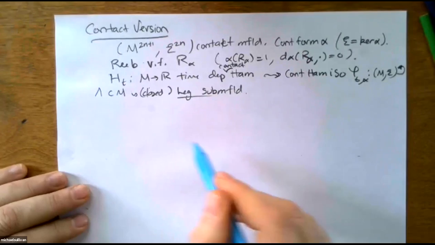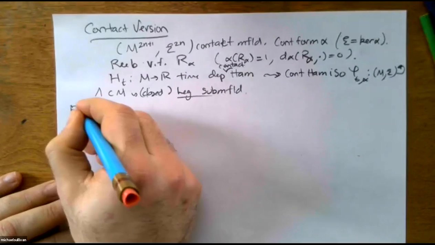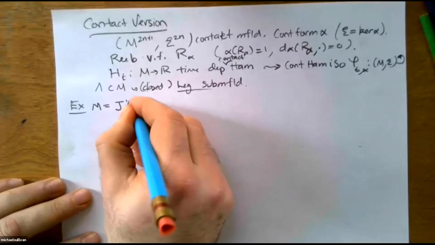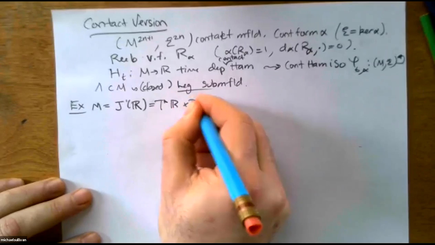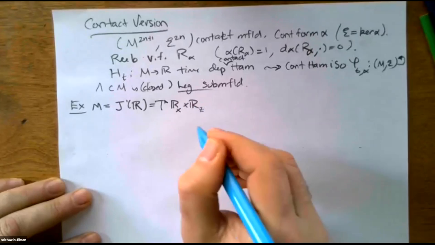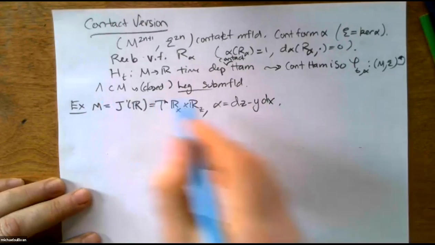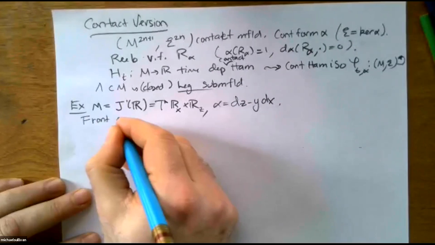Okay, so an example, I'll just draw one because it'll be useful later. Let's take M to be the standard contact R3, which I'm going to write as the one jet space of R. So it could also be thought of as the cotangent bundle of R cross R, where we have an X direction and a Z direction. Our contact form is going to be dz minus y dx.